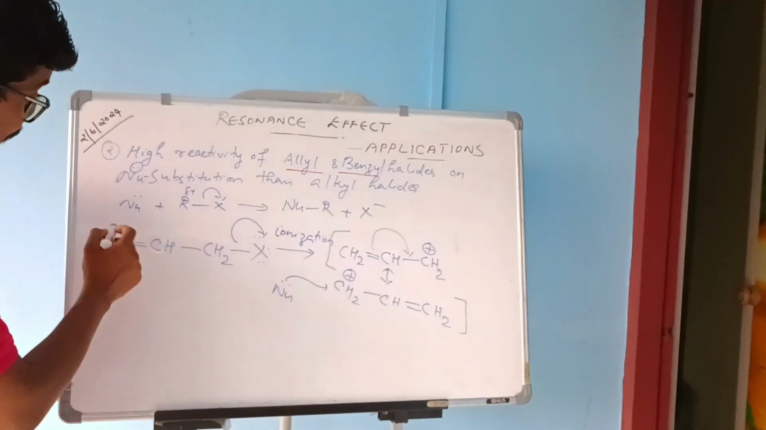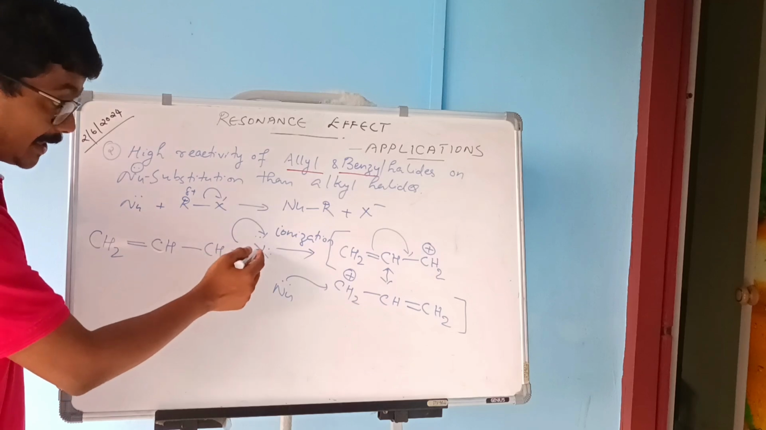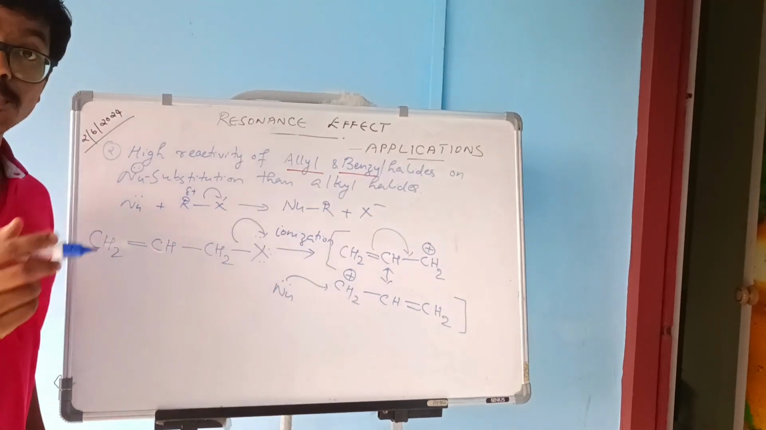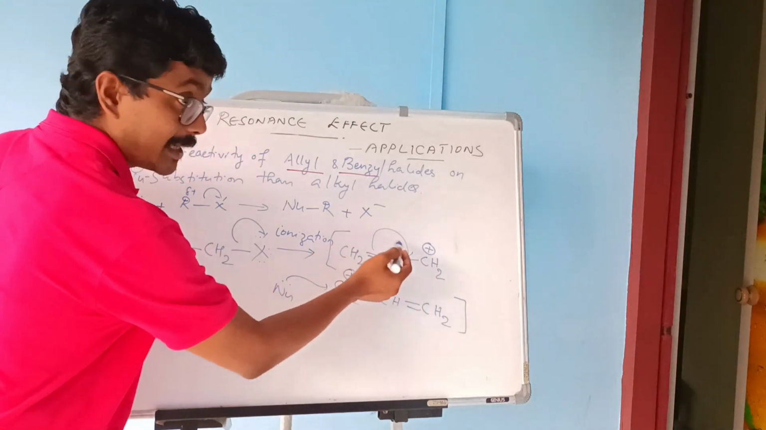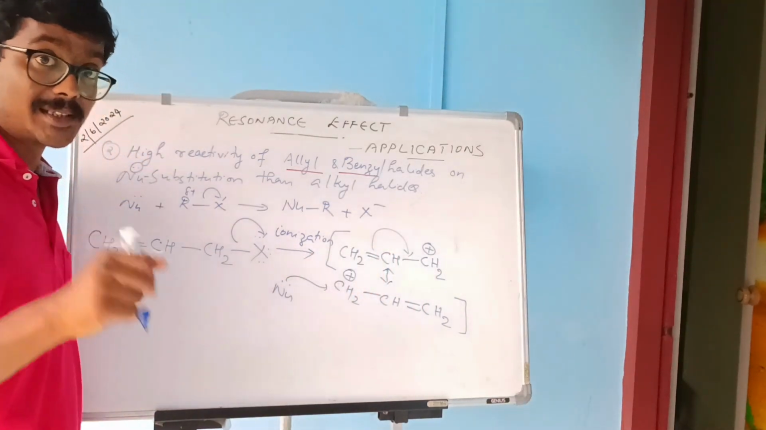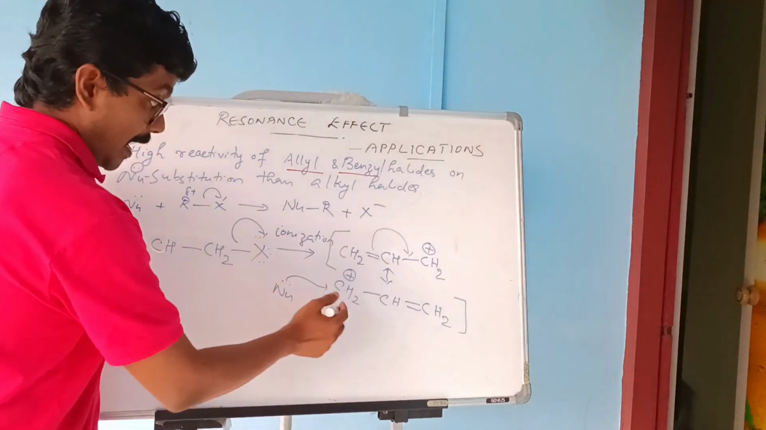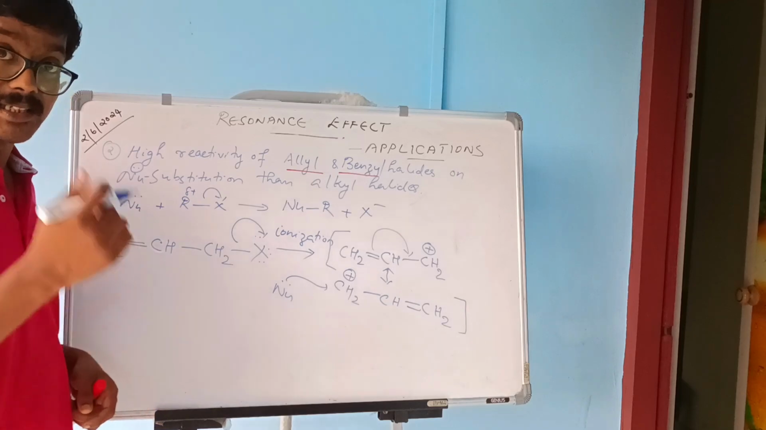Let me repeat again. When an allyl halide is there, it will readily go to ionization due to the high stability of the allyl carbocation through resonance, which is resonance stabilized, and it facilitates the nucleophilic substitution reaction.